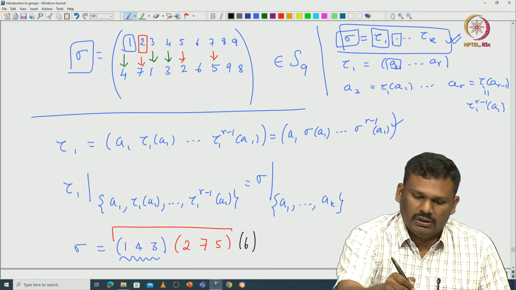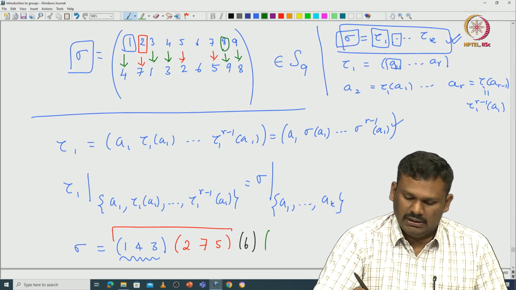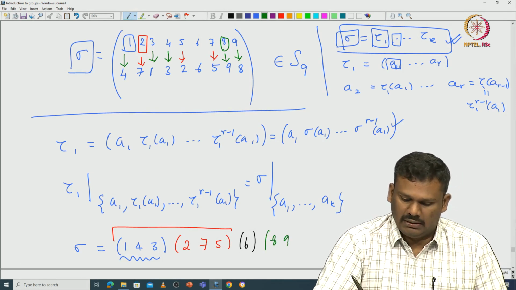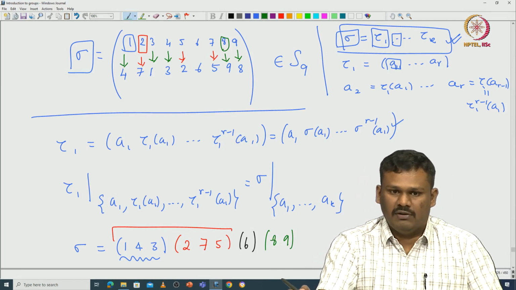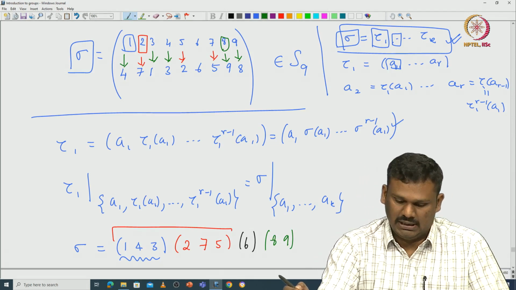And then if you go to the next one, so let us take 8, then 8 goes to 9 and then 9 goes to 8. Then this will give you the cycle (8 9). So, this is your cyclic decomposition of sigma into a product of disjoint cycles.